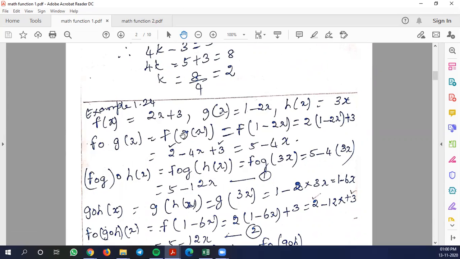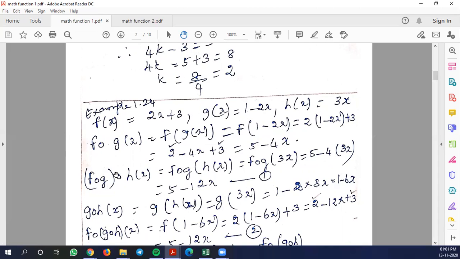See, f of g of x. So f of, what is g of x? 1 minus 2x. Now you have to take this full thing as x now. What is f of x? It is 2x plus 3. So 2 into, what is our x? 1 minus 2x, plus 3. It is already there. Now you expand this. 2 ones are 2. Plus into minus, 2 fours are 4x, plus 3. So combine these two. 2 plus 3 is 5 minus 4x.